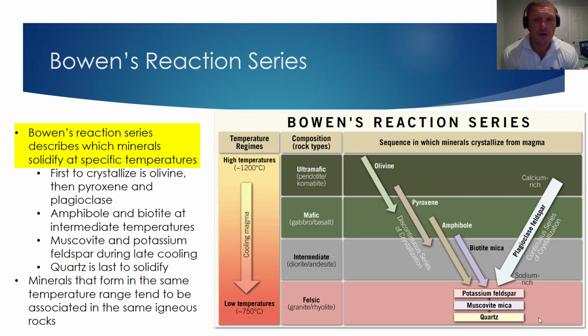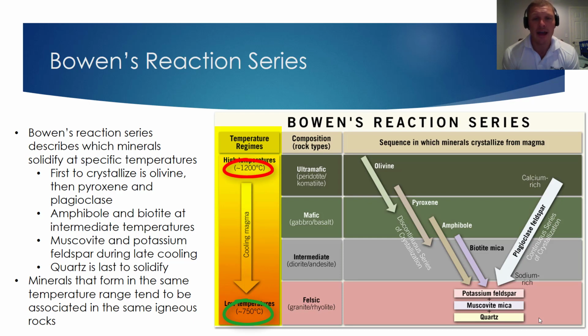But magma, with its diverse chemistry, has a lot of stuff in it. And as the magma cools, certain minerals will crystallize out over specific temperature ranges. So let's take a look at the temperature range for this image. At the highest temperature, we're talking 1200 degrees Celsius. And at the lowest temperature, we're talking 750 degrees Celsius.